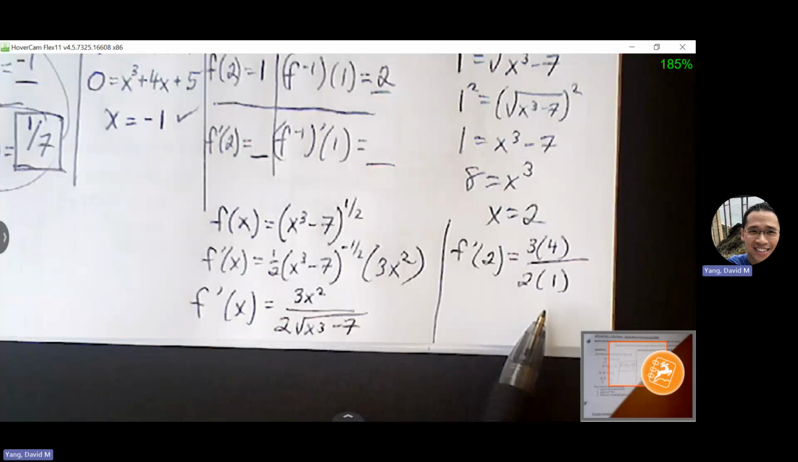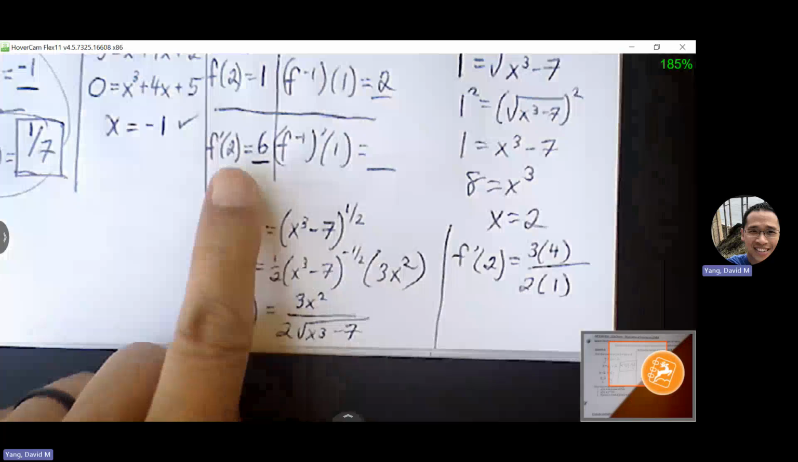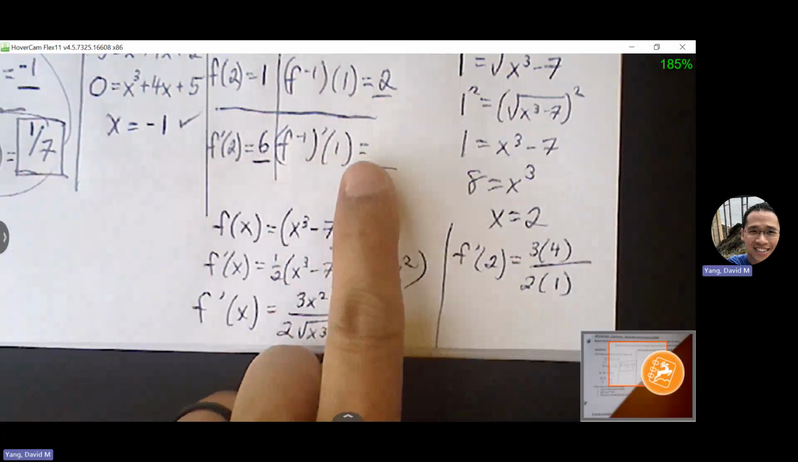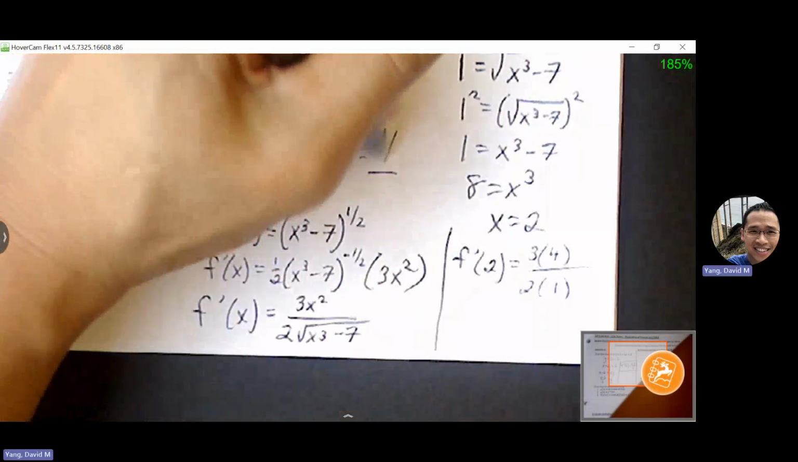All right, this cleans up to be a slope of what? 6. So if the slope of my function produces 6, that means the slope of the inverse at its corresponding point must produce a slope of what? 1/6. That's our answer.